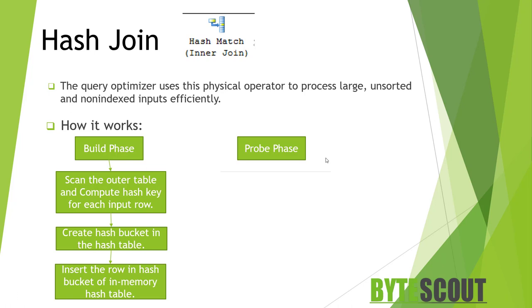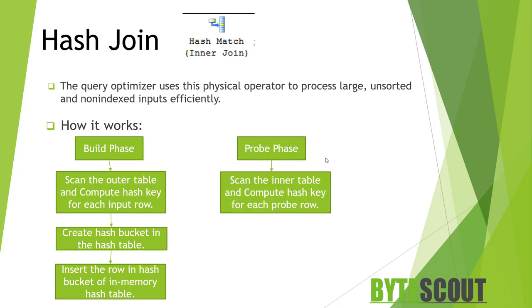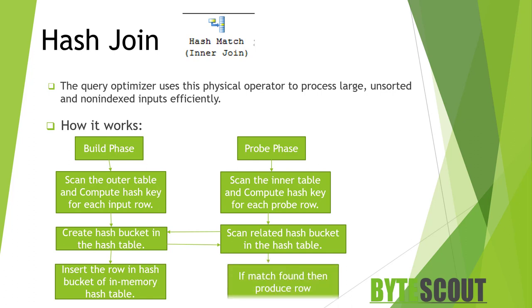In the probe phase, the entire probe input is scanned and processed one row at a time, and for each probe row a hash key value is computed and the corresponding hash bucket is scanned for the hash key value from the probe input, and then the matches are produced. A hash function requires a significant amount of CPU to generate hashes and memory resources to store the hash table. Okay, now enough of the theory, let's see this join in action.